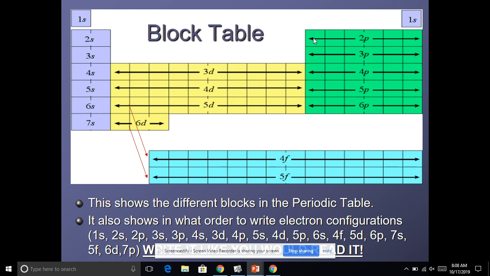Then I went 2p, and I covered all 6 of those, 1, 2, 3, 4, 5, 6, so that's where I got 2p6. Kept going, had 3s2, because I covered both of those. Then 3p6, because I covered all of these, right? As I'm reading across, I read through all of those. Down to 4s2, and then remember I went 3d10, because I went across all 10 of them. And then I got 4p3, because arsenic would be right here.